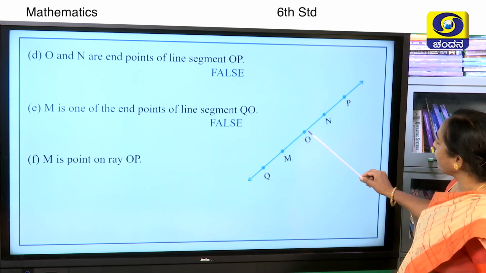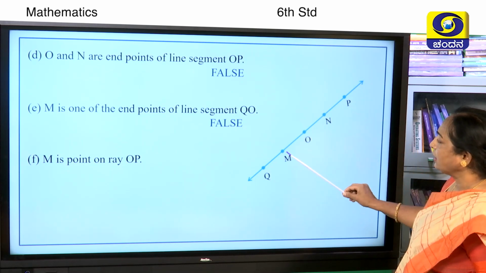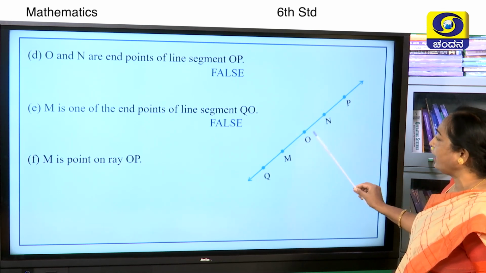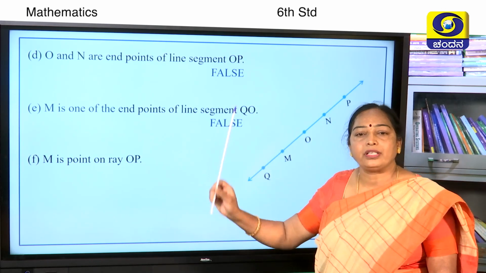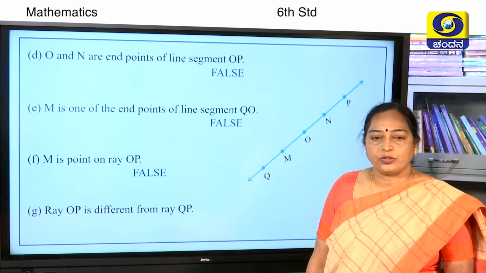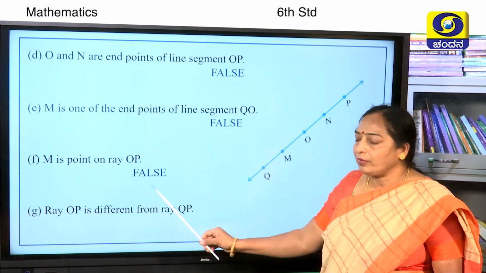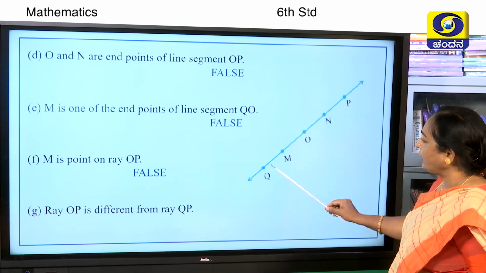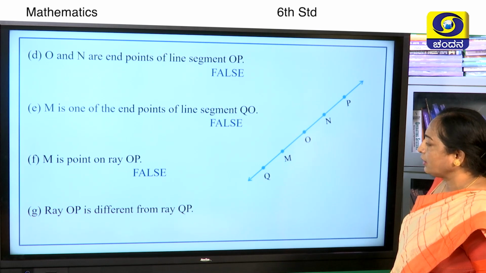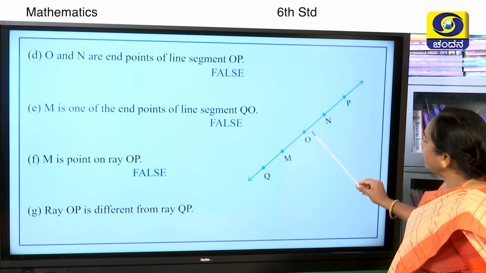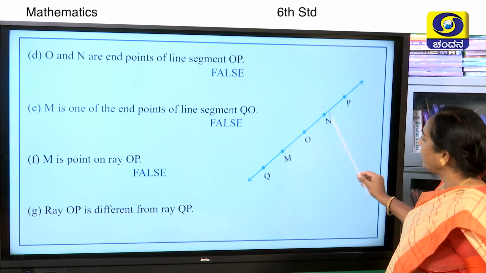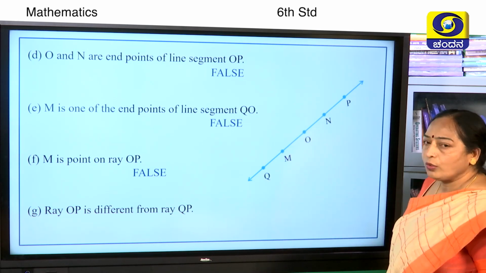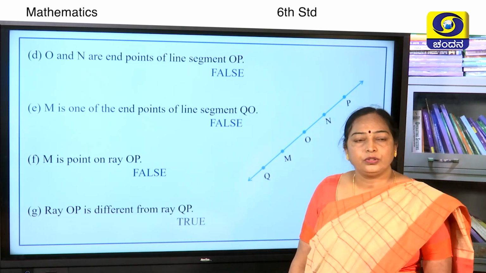Let us take the ray OP. M is in a different direction from OP, so it is not a point on the ray OP. Therefore, this statement is false. Next one. Ray OP is different from ray QP. Yes. The ray OP has the initial point O, the ray QP has the initial point Q. Therefore, ray OP is different from ray QP. So, this statement is true.